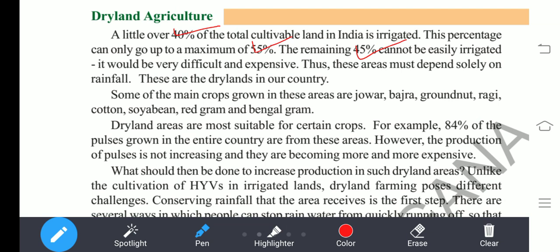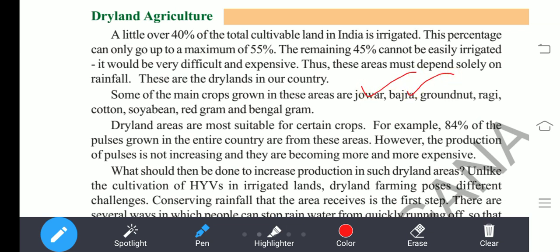What is a dry land area? The area depending only on rainfall. Dryland agriculture refers to cultivation depending on rainfall. That means the area solely depends on rainfall. That is called dry land agriculture. Understand? So here in dry land area, some specific crops are cultivated.